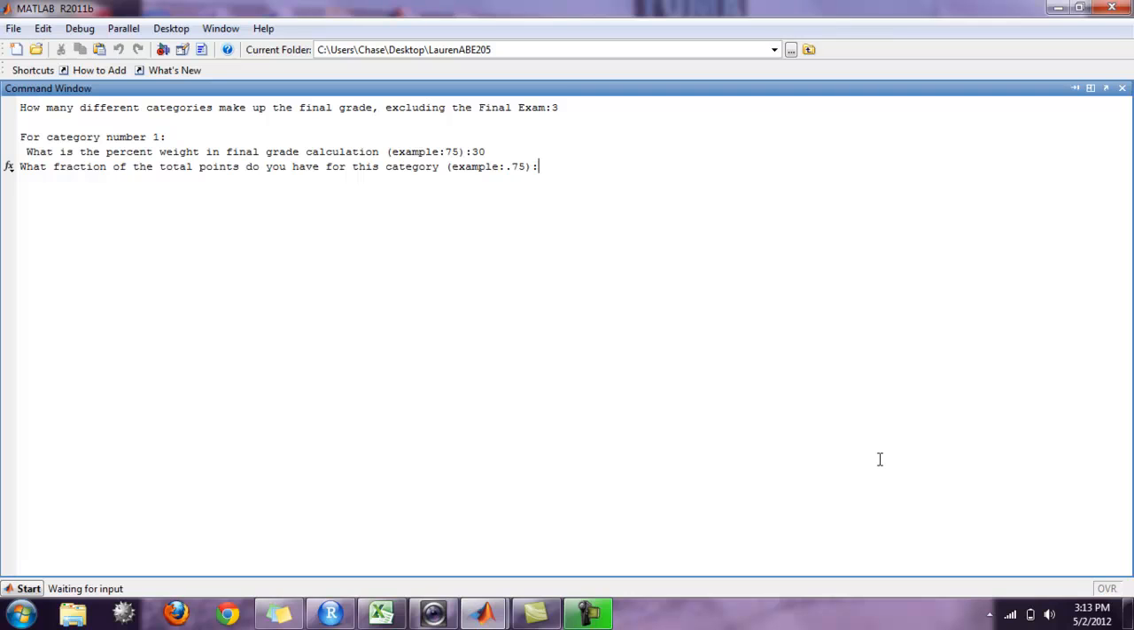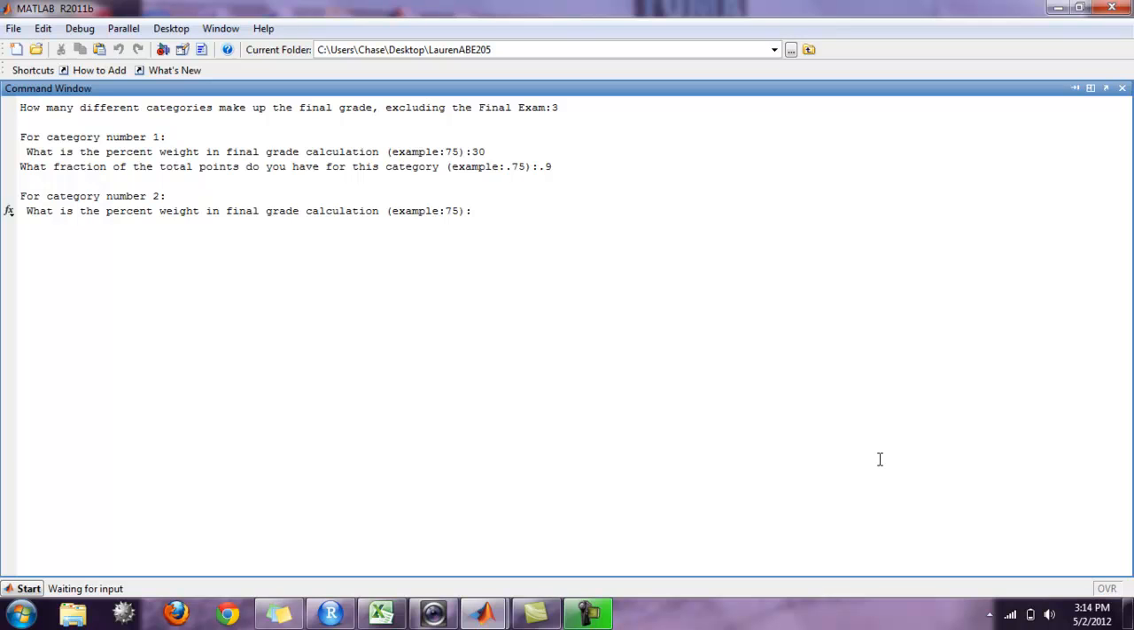And the next question it asks is, what fraction of the total points do you have for this category? Giving an example that it was 0.75, so this question was the answer in decimal form. So we're going to say we're doing really well, and we're going to put in 90.9 points. So because we put in 3 different categories, we're going to have that same set of questions 3 times.